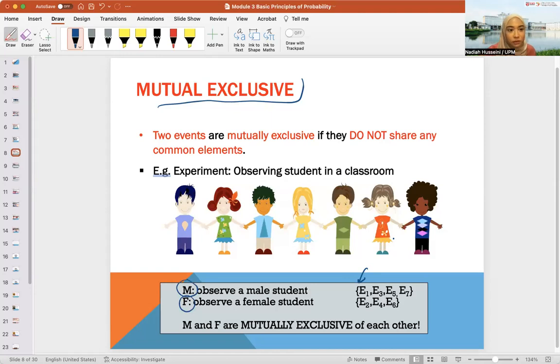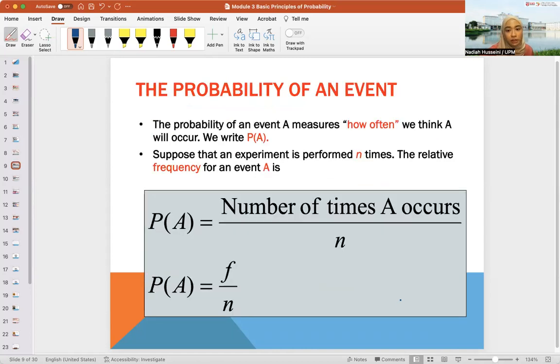Okay, because there's no overlap. You either identify as a female or a male. And of course, this is up for debate considering the times that we are in. M and F are mutually exclusive of each other. Okay, so please don't take it to heart if you don't identify with this. It's just math.